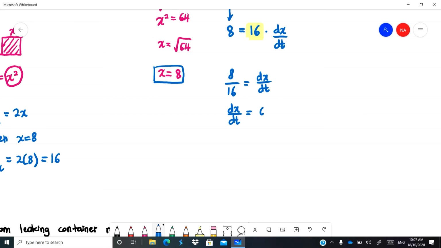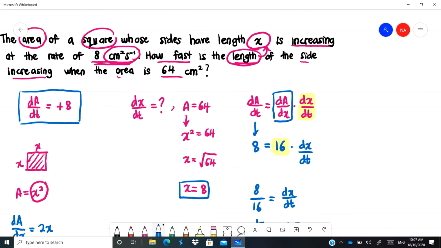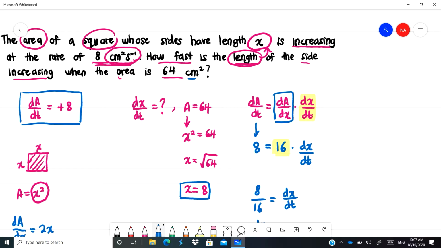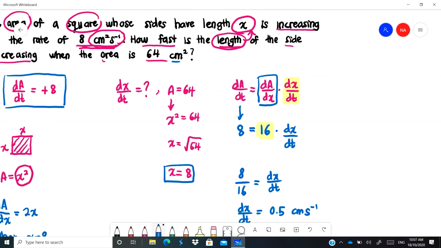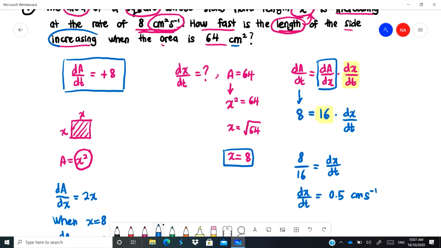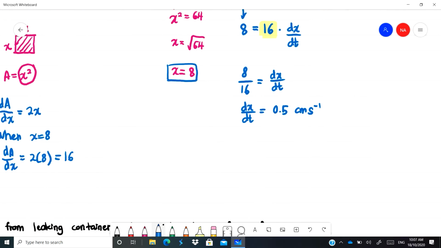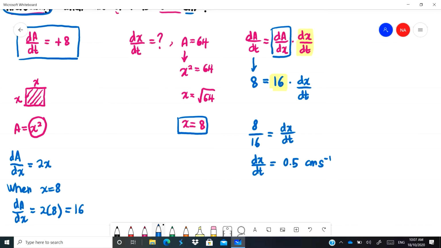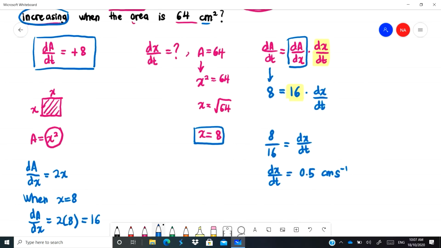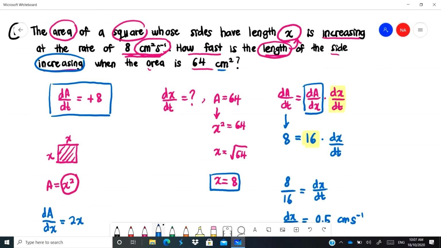So 0.5. Now we're talking about centimeters, so the unit is centimeter over dt, so centimeter per second. So it is positive, yes, because it is increasing. And that's the final answer, that we already found dx over dt. Okay, so that's how you solve these problems of related rates.